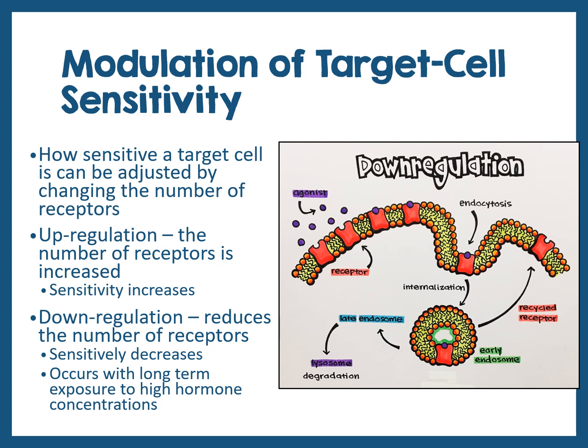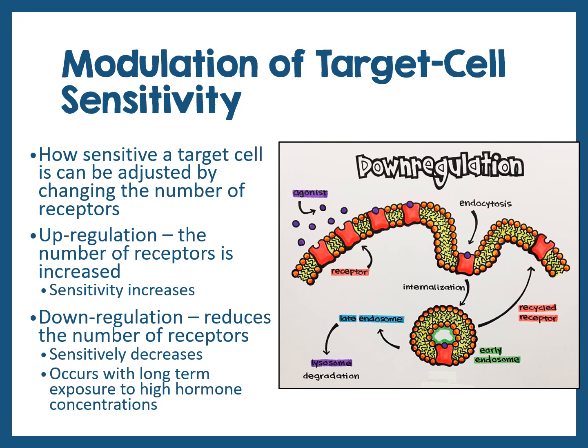And how sensitive these target cells are to hormones can be upregulated and they can be downregulated. They can be changed because our cells can change the number of receptors that they have on the surface to respond to this hormone. In upregulation, the number of receptors on the surface is going to be increased, and that in turn will increase your sensitivity to that hormone. Whereas downregulation is the opposite. This is where we're going to have a reduction in the number of receptors.